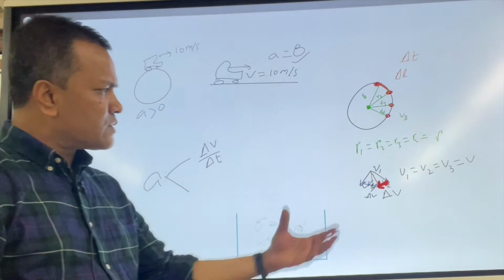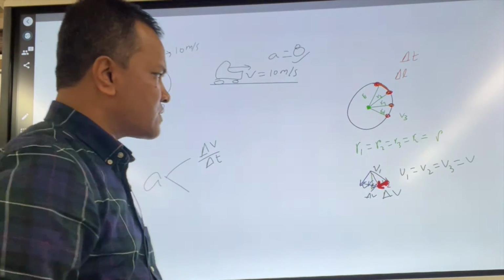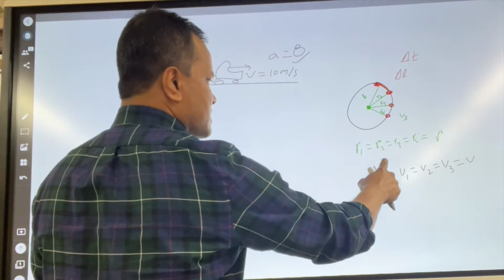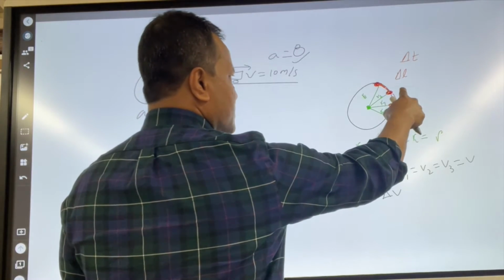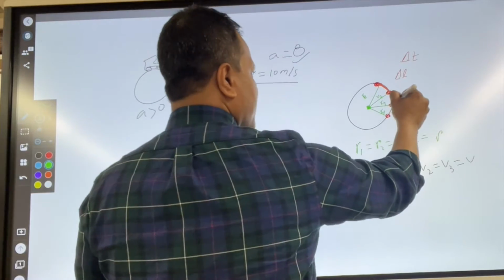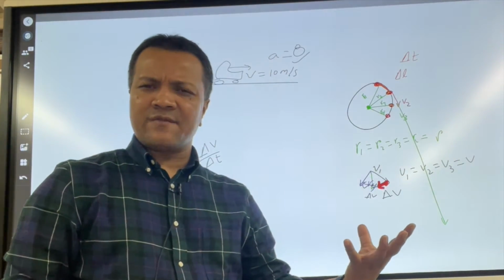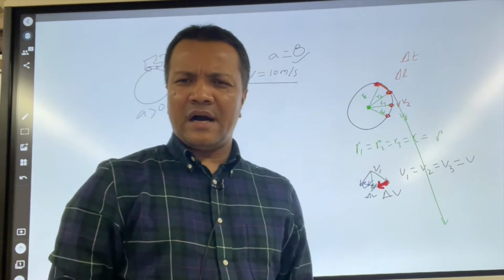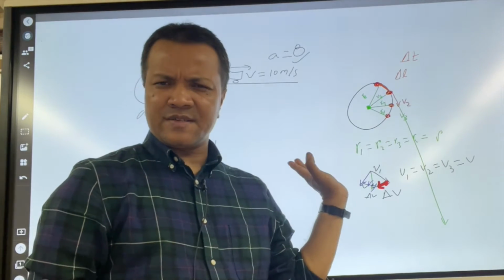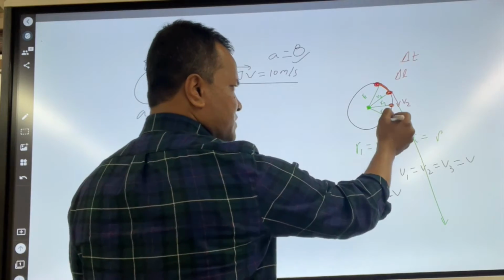Get it? So there is a net force. If there was no net force, what would happen? The velocity would be moving in a straight line with constant speed. It isn't moving in a straight line because there is a net force. The net force is responsible for the velocity changing direction. So how does it change direction? From here to here to here to here.